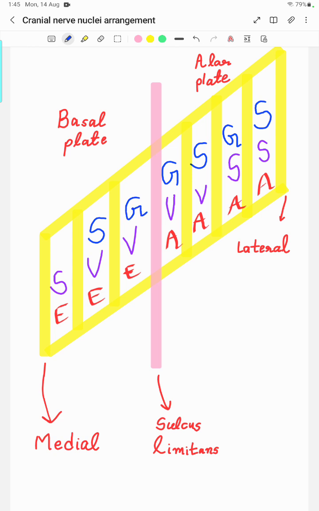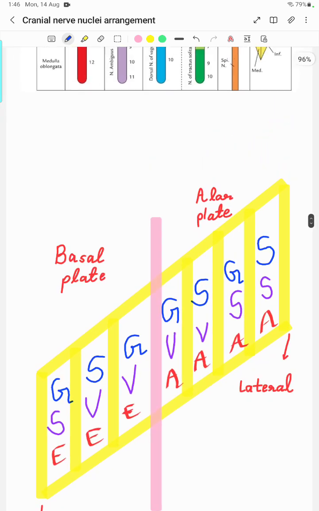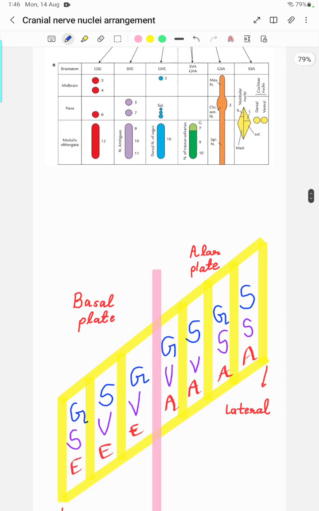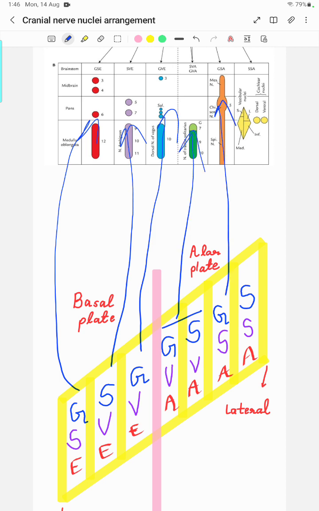And here we only have one column, which is general somatic efferent. So we have written this. Okay, so now let's compare it with the diagram given in the book, to see if we are correct or not. See, general somatic efferent, special visceral efferent, general visceral efferent, general visceral and special visceral afferent, general somatic afferent, special somatic afferent. So we are correct.